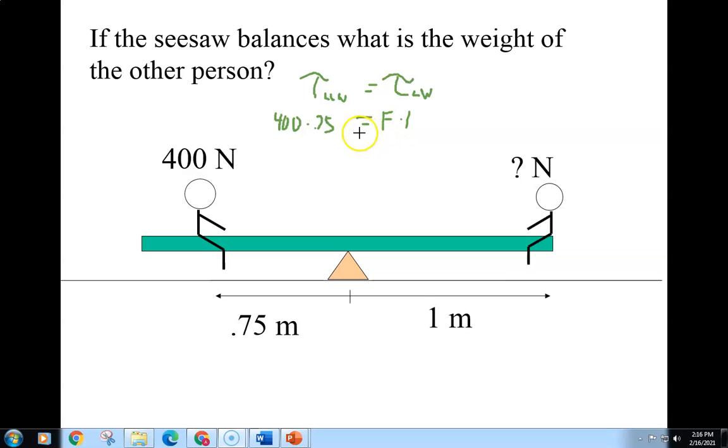All we have to do is multiply the 400 times 0.75, which is 3/4, which is going to be 300. And you get F equals 300 newtons.